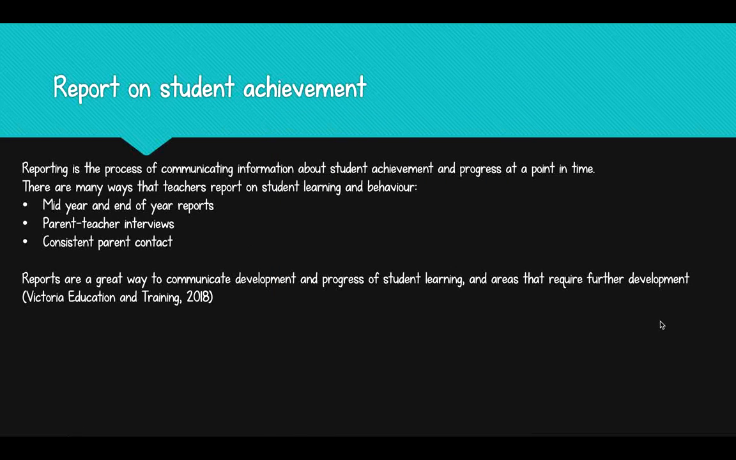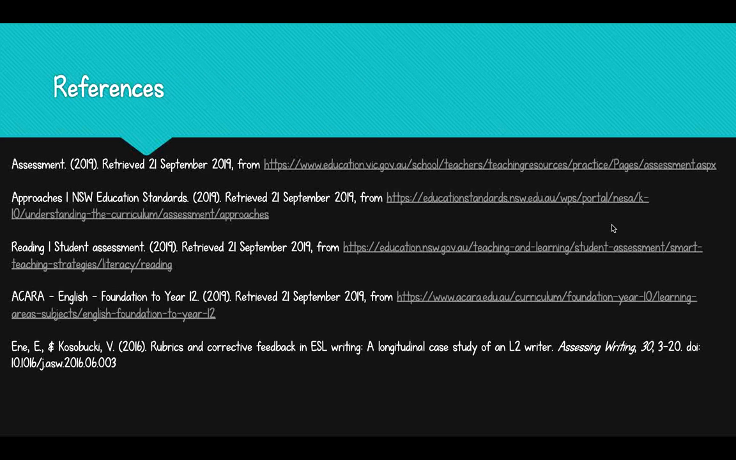So reporting on student achievement. Reporting is the process of communicating information about student achievement and progress at a point in time. So there are so many ways that we can report on that learning. It's not just about collecting the data, but reporting it and letting people know of it. So you've got mid-year and end-of-year reports, parent-teacher interviews, and of course consistent parent contact. So emails, you might phone call. These reports are a great way to communicate development and progress of student learning, and of course areas that require further development.